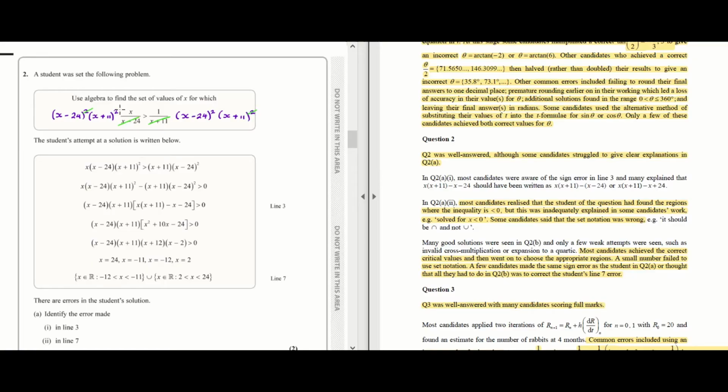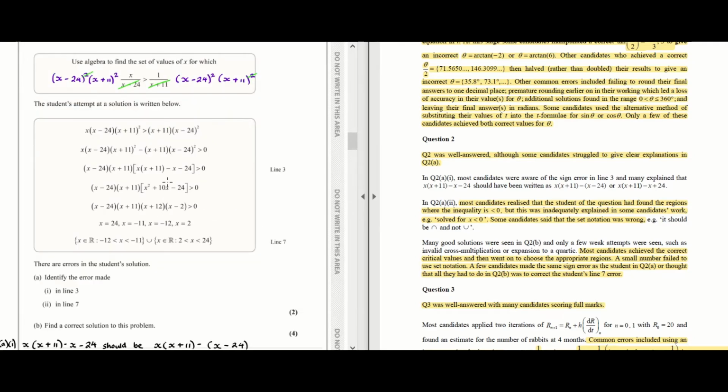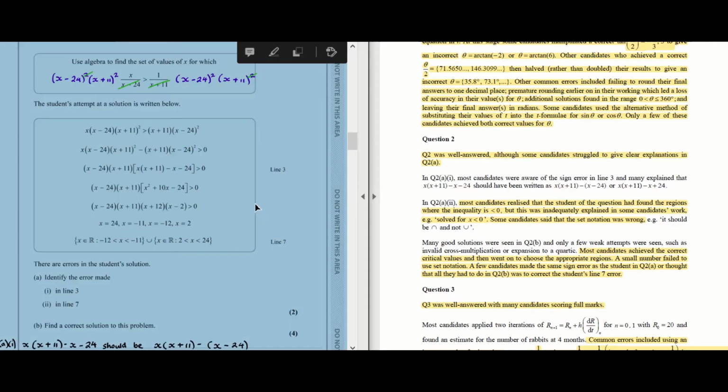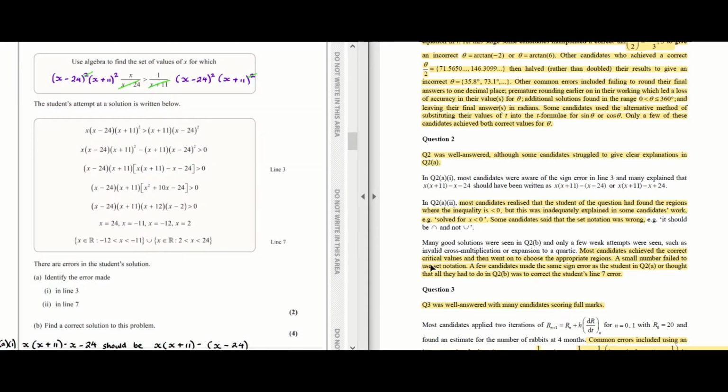Question 2 was regarding inequalities. This was well answered, but a lot of people struggled to give the correct answer in part A, and part A required some sort of an explanation. For the first part, a lot of people did recognise the mistake that this x minus 24 should all be in a bracket. For the next part, on line 7, there were a lot of candidates who realised that this person had solved the inequality the wrong way around. But this was inadequately explained in some candidates' work. For example, some said solve for x being less than 0, which is incorrect. Some candidates said that the set notation was wrong. For example, it should be and not or.